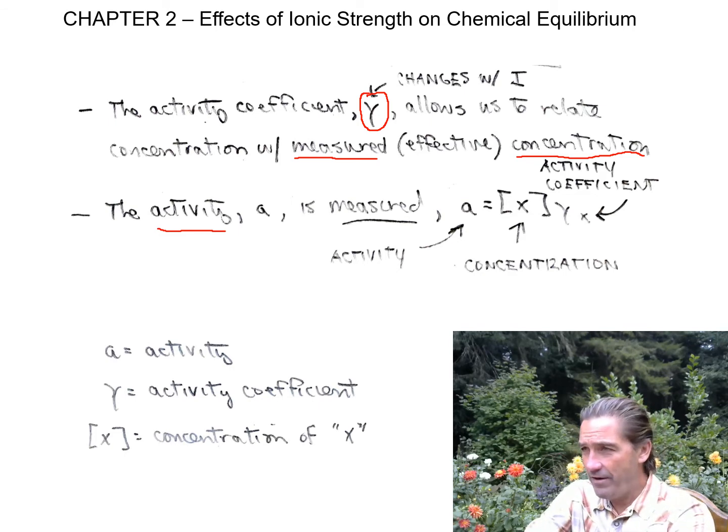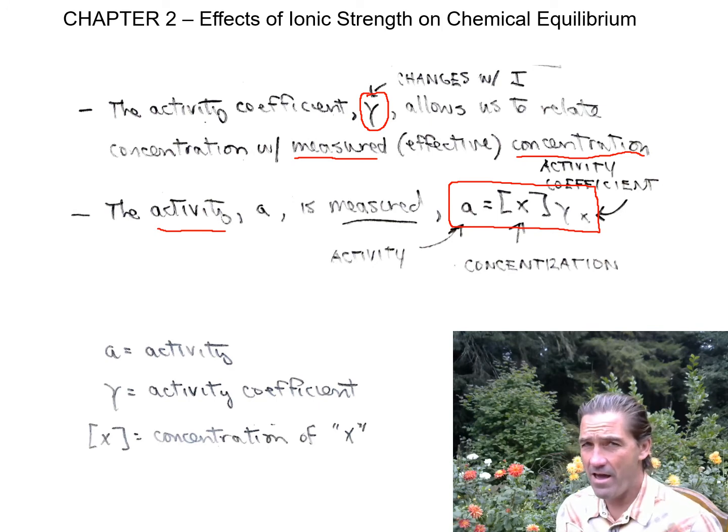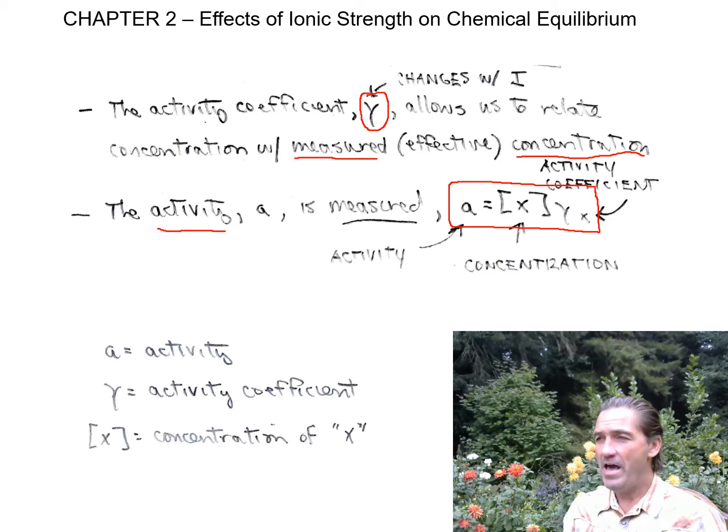And that's what we have here. The activity of a chemical species, the concentration that we actually measure, is equal to the concentration, as we know it, times the activity coefficient. So you can think of the activity coefficient as something that relates the concentration with the activity, what we actually measure and what we should be measuring.